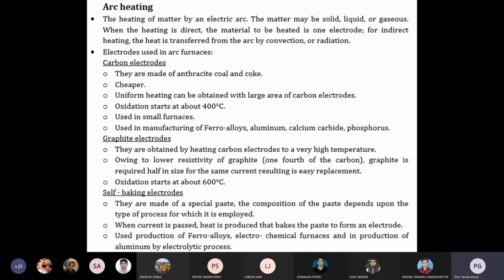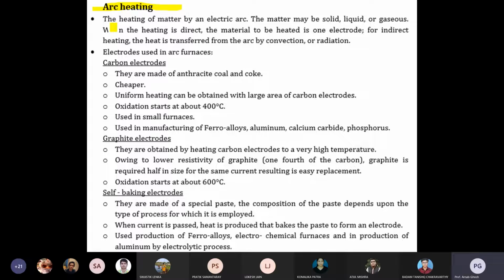So these kinds of considerations we can get from this study. What are the electrodes we are using in arc heating? Heating and welding are interrelated. We are discussing heating now, and after that we will discuss welding. Arc welding will also be there. Heating and welding are complementary to each other.